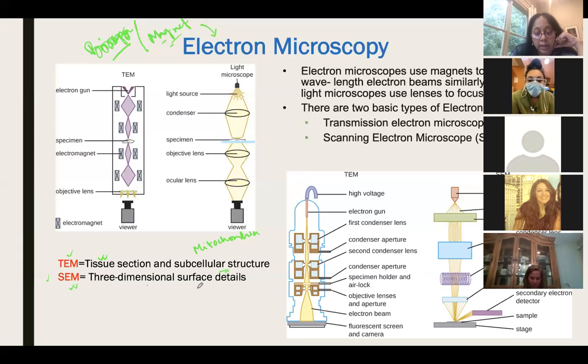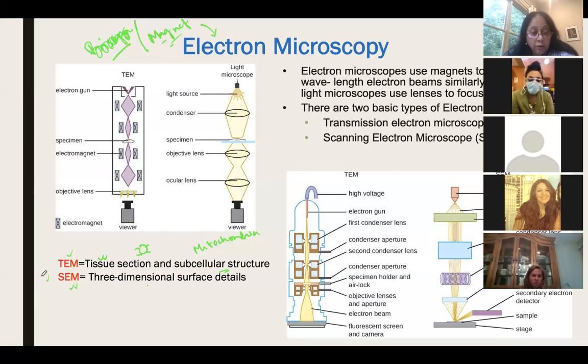And SEM is for the outside surface structure. So you can expect this type of question. If I say I want to see a ladybug's movement, which microscope would be the best one? I want to see the movement of the whole ladybug, and it is alive. If I want to see the movement, it means it should be alive, right?